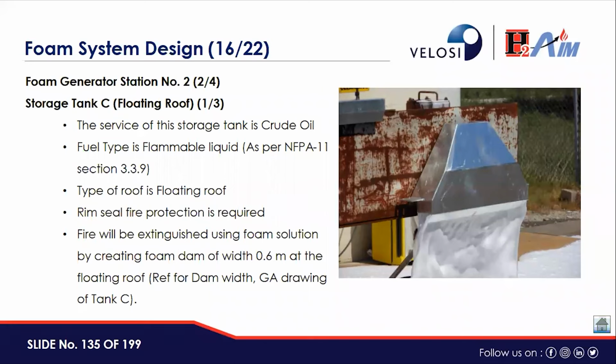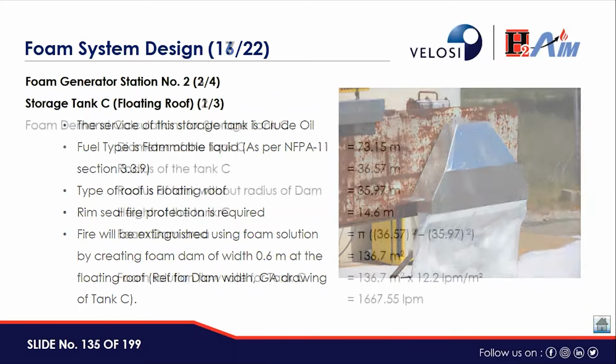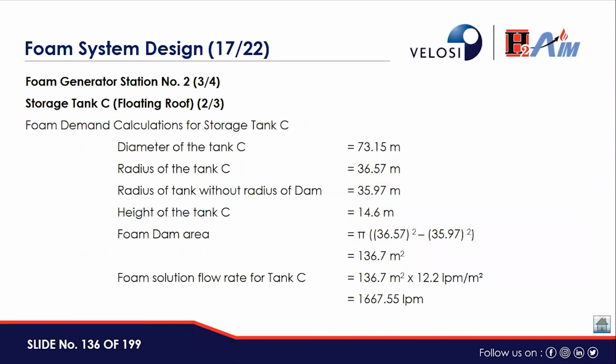Fire will be extinguished using foam solution by creating a foam dam of width 0.6 meters at the floating roof. So diameter, radius, and radius without the dam, and the tank height was 14.6 meters. The foam dam area is calculated, and then the foam solution flow rate, multiplying by 12.2 the foam dam area, comes to 1667.55 LPM.